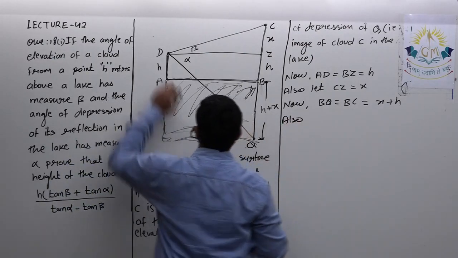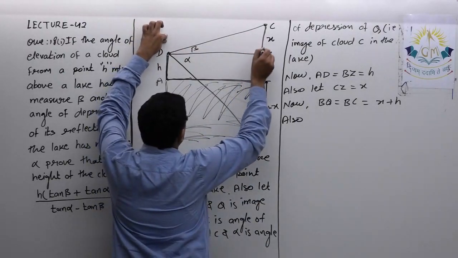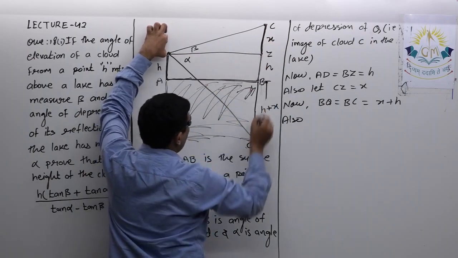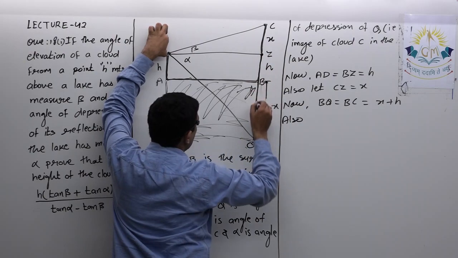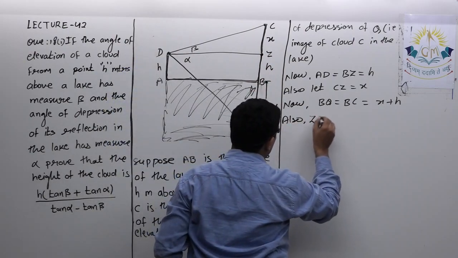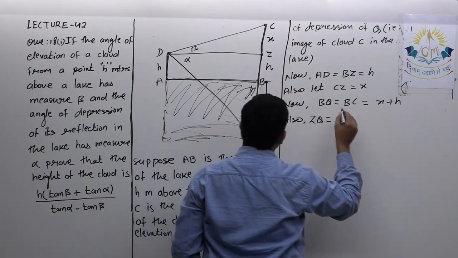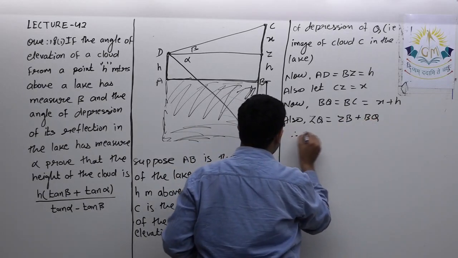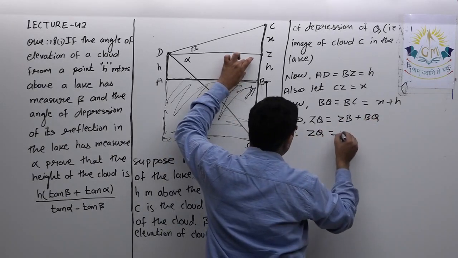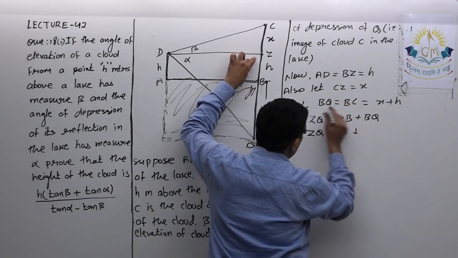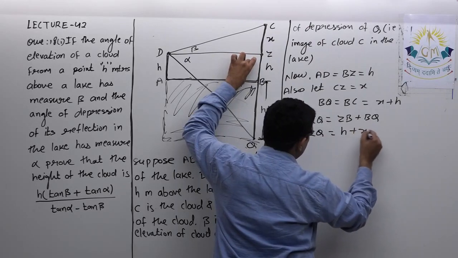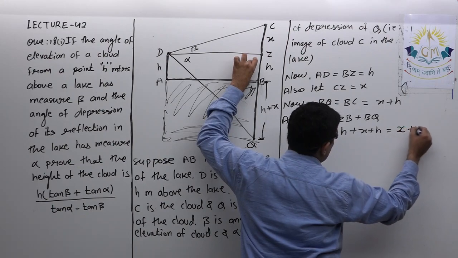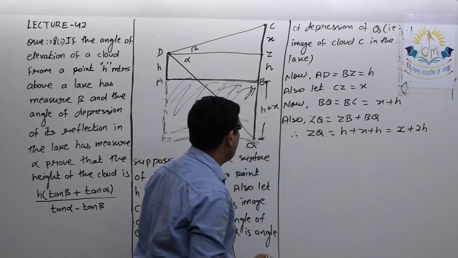Also I can write, I need to use two triangles. Triangle DCZ: here I need this CZ, which I am taking as X. Then I will take triangle DZB: over there I need this ZQ. So ZQ is equal to ZB plus BQ. Therefore ZQ is equal to, now ZB is H, and BQ is X plus H. That is, this will become 2H plus X, or X plus 2H, ZQ.